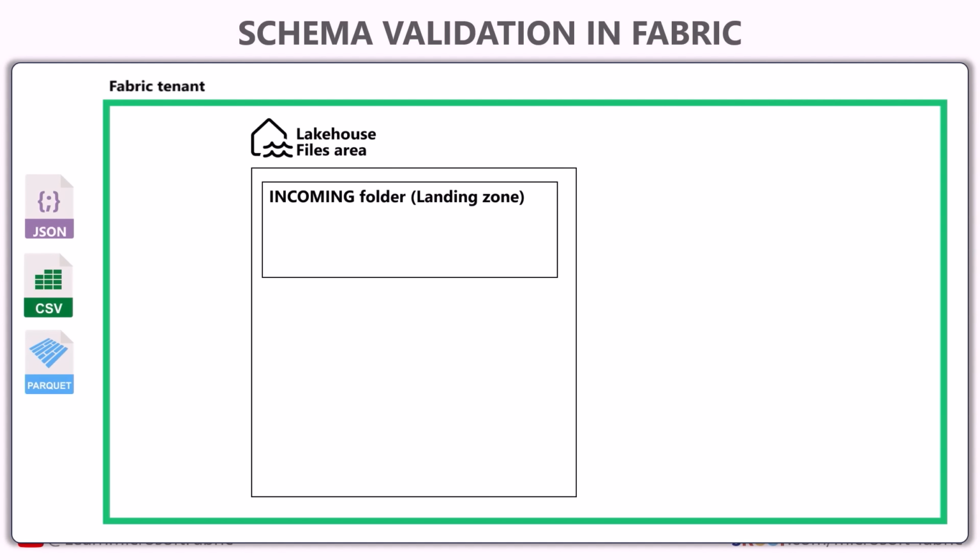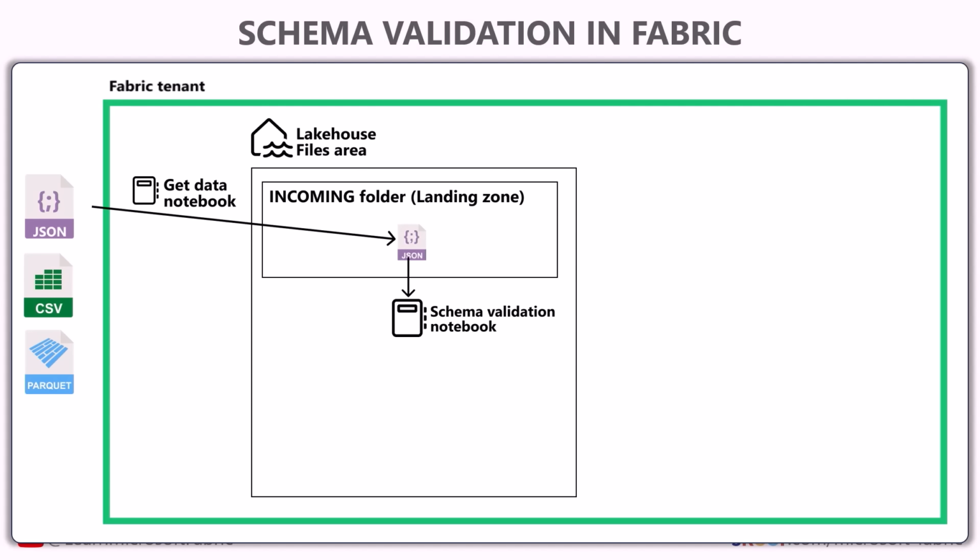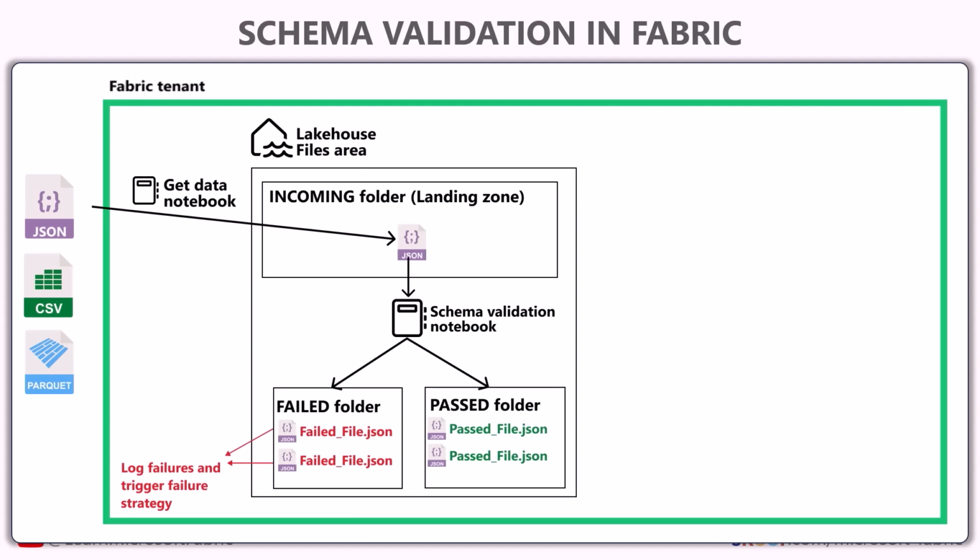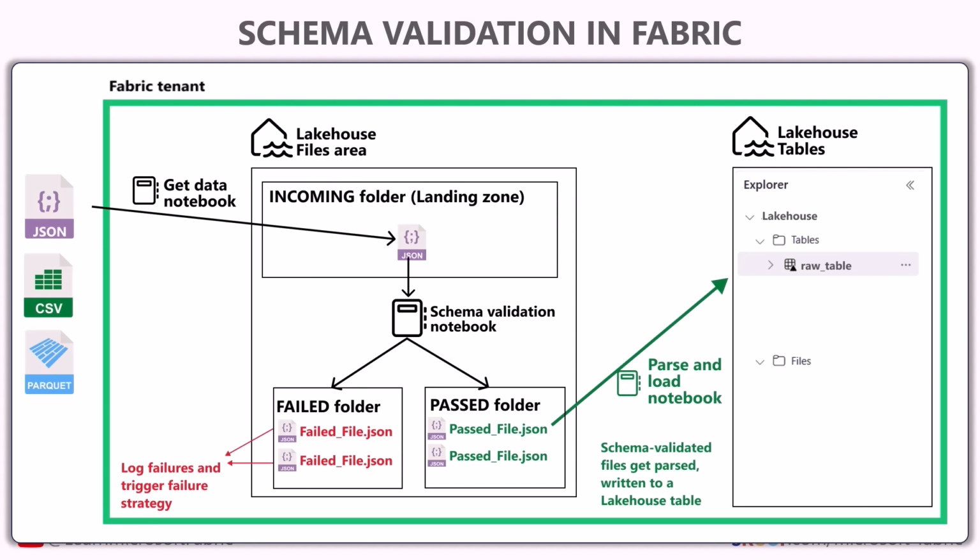So this is what this could look like. Say you've got some incoming files and you're bringing them into Fabric into a lakehouse files area. From here, you're going to pick up those files in a schema validation notebook. You're going to perform schema validation, and then you might move the file into two different folders depending on the results of that validation. If they fail the tests, then you might move them into a failed folder, and these will get logged, and you might trigger a failure strategy. And we'll talk more about failure strategies a little bit later on. But if it passes all of our validation checks, we might move it into a passed folder, and then we're going to load it into the next layer, our raw layer of our medallion architecture.